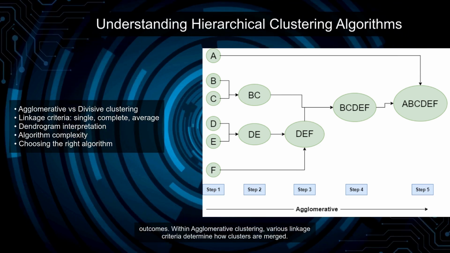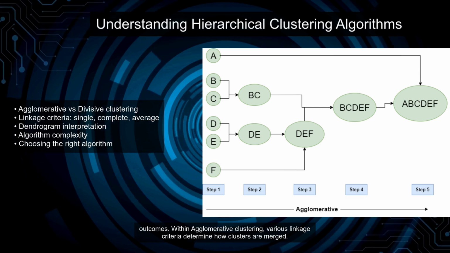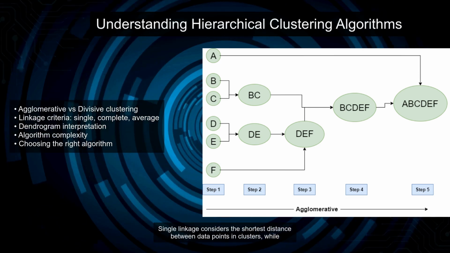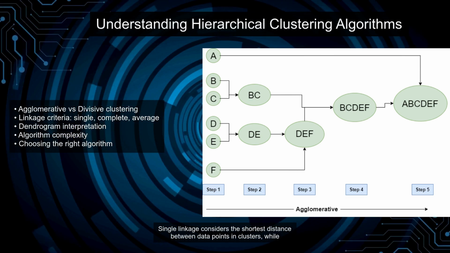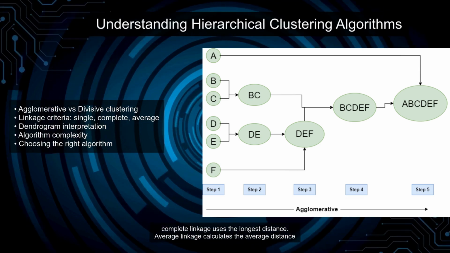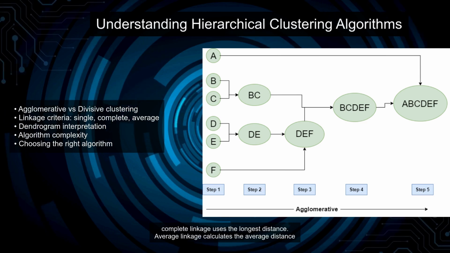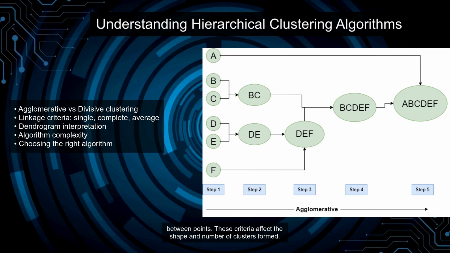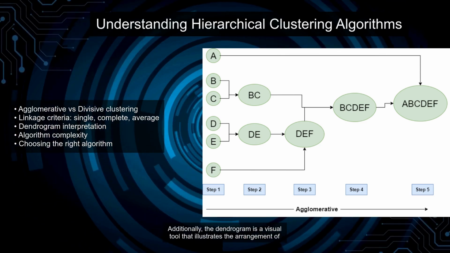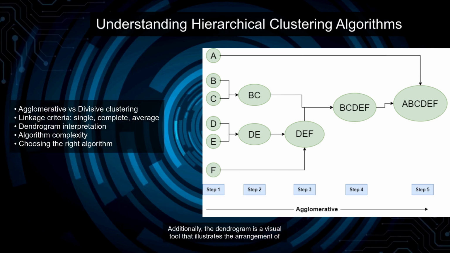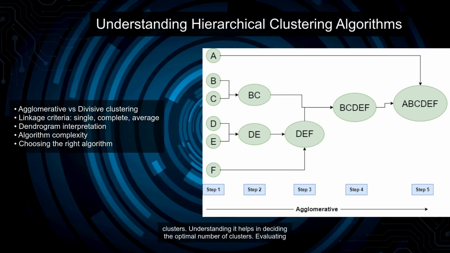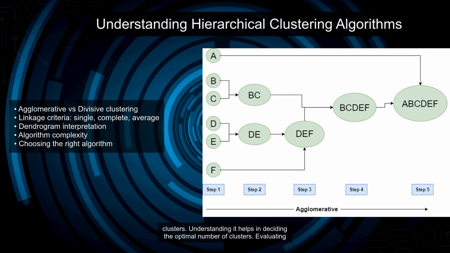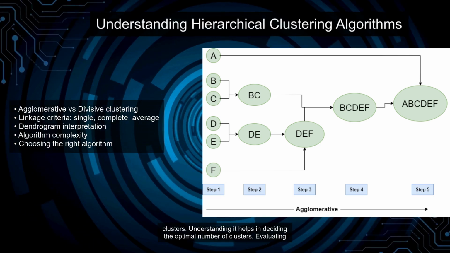Within agglomerative clustering, various linkage criteria determine how clusters are merged. Single linkage considers the shortest distance between data points in clusters, while complete linkage uses the longest distance. Average linkage calculates the average distance between points. These criteria affect the shape and number of clusters formed. Additionally, the dendrogram is a visual tool that illustrates the arrangement of clusters. Understanding it helps in deciding the optimal number of clusters.